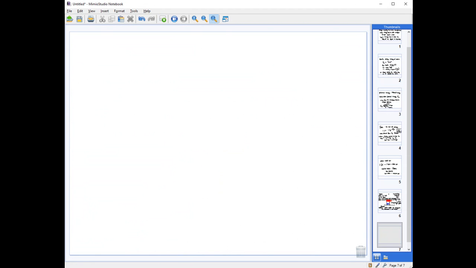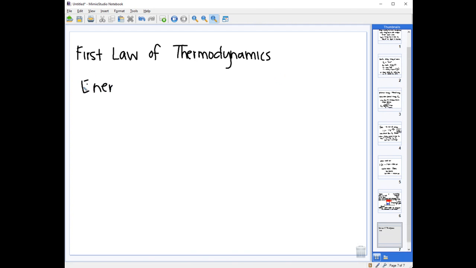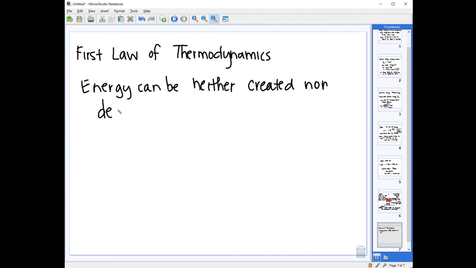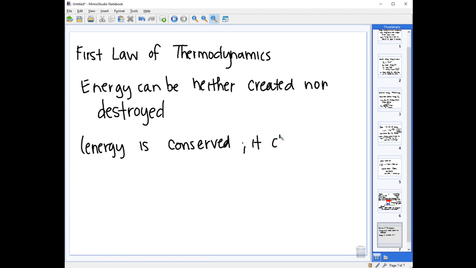Okay, so you've probably heard of thermodynamics before, and we have several laws of thermodynamics, basically the laws that regulate energy in nature. And for us, the important law of thermodynamics to consider is the first law of thermodynamics, which tells us that energy can be neither created nor destroyed. In other words, energy is conserved. There's a finite amount of energy in the environment, and so what we do is we just convert it from one form to another.